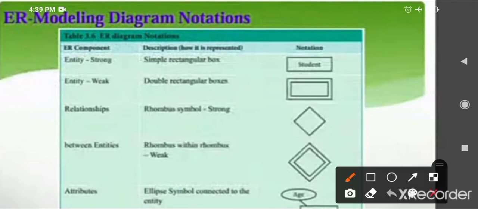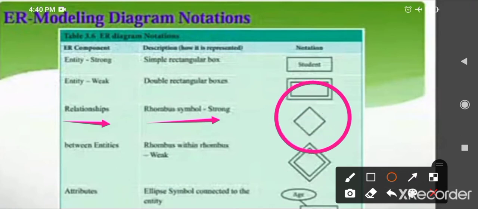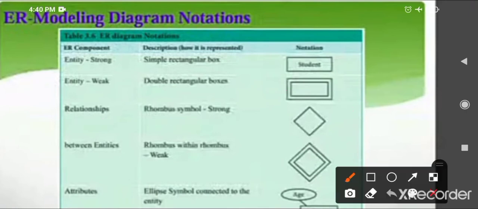The third one is relationship. The rhombus symbol is used to represent the relationship between entities, a strong entity and a weak entity. The fourth one is the relationship between a strong entity and a weak entity. Here we draw a double rhombus symbol.